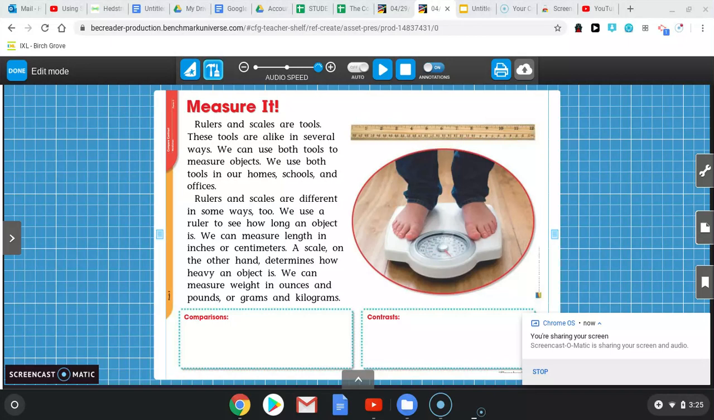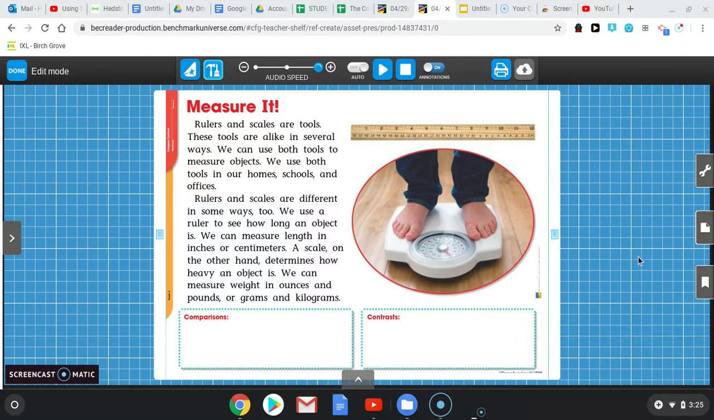Today we are going to read a story called Measure It, and we are going to be practicing our compare and contrasting. So first things first, I'm going to read the story, and then we are going to go through and find our evidence. So, measure it.